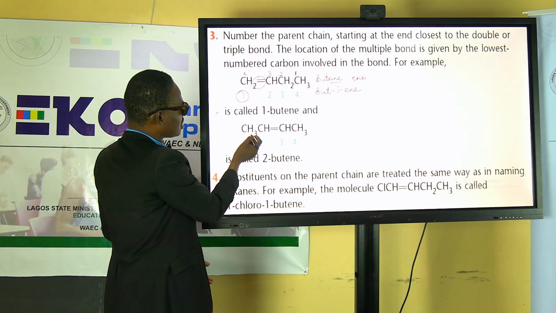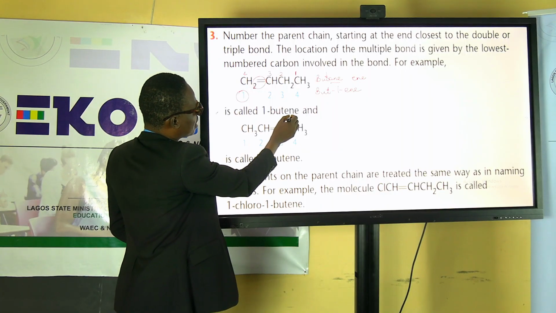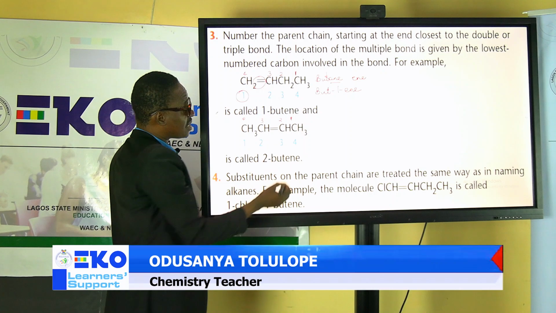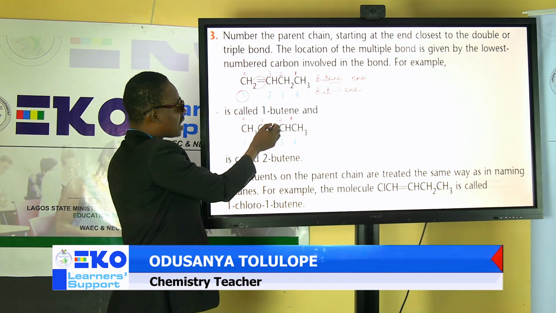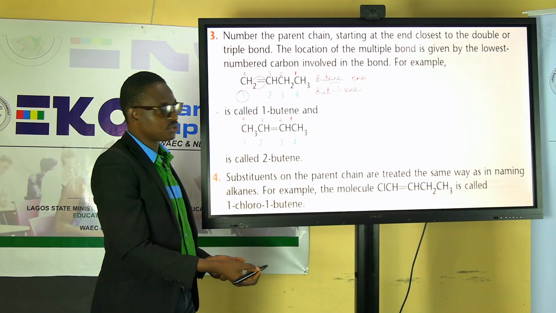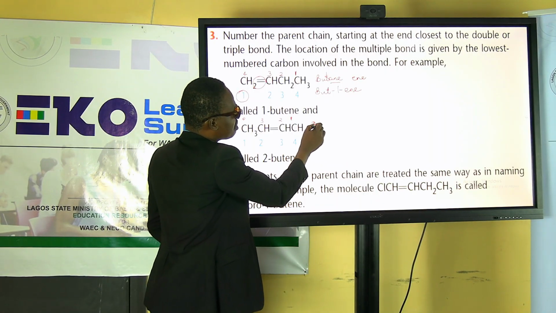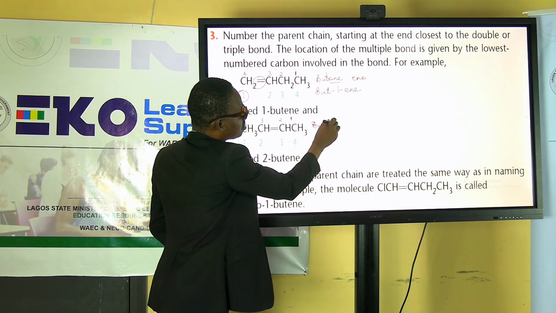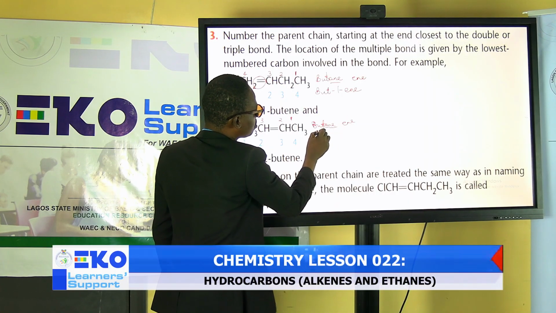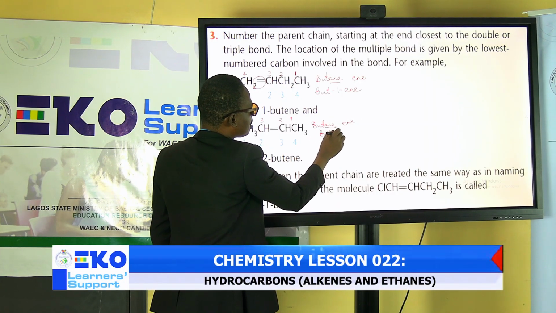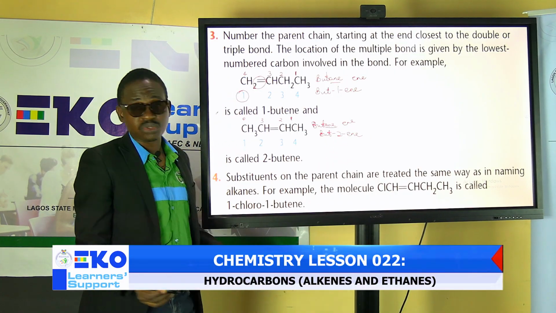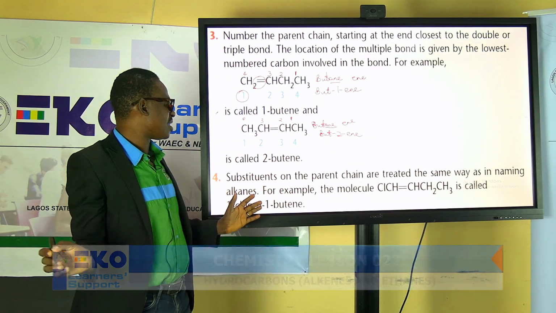So what happened to this? See, you are lucky. If you start from here, or you start from here, you will still have your double bond at position 2. I want you to get used to it. You change this to ENE. So it becomes but, the position now is 2, so it becomes but-2-ene. It's simple as that.